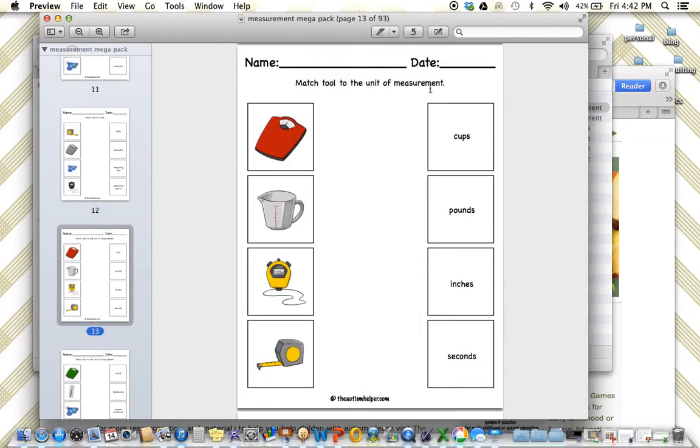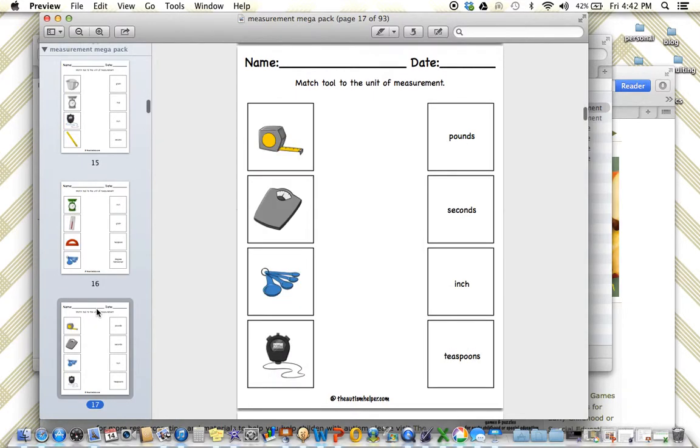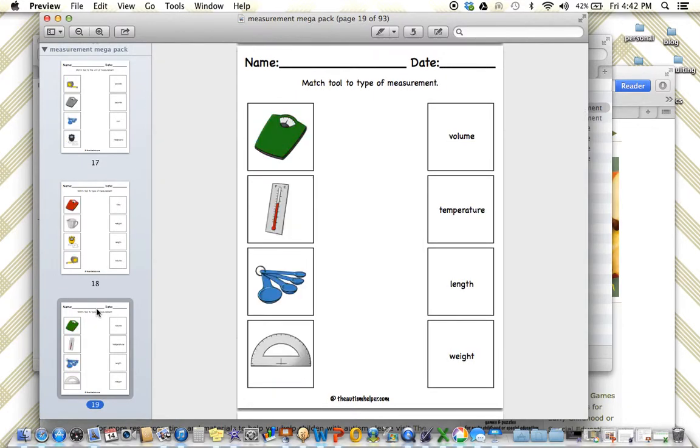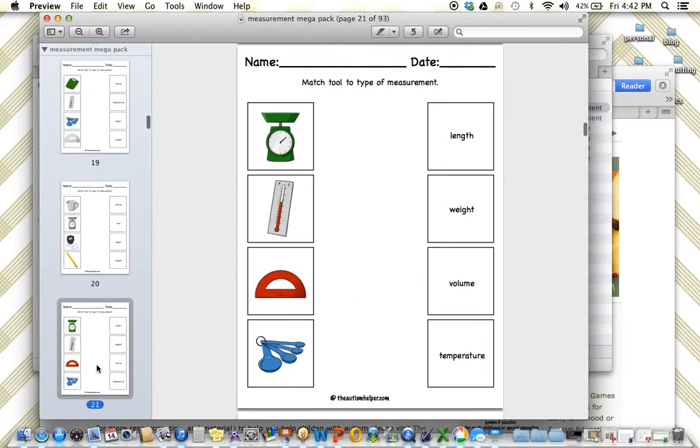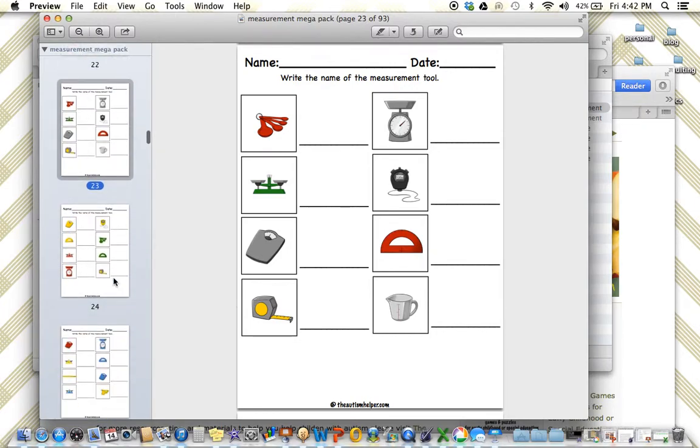Here's matching the tool to the unit of measurement. So we would match the measuring cup to cups, the scale to pounds, and etc. So this is where some of those anchor charts might come in handy. There's a bunch of those, and then matching measurement tool to the type of measurement. So the spoons are doing volume, the scale, weight, etc. These are really some higher level concepts, but I think measurement is so functional because this is something that we do on a daily basis. When you're within your house to see if something fits, we have to use measuring tools. So this is a really functional skill to work on.